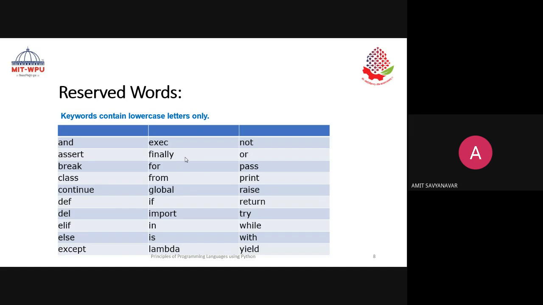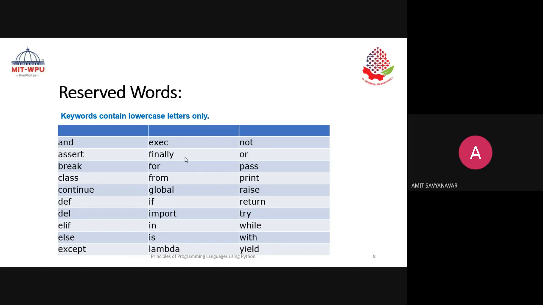Then there is the or operator, which can be used along with the conditions. If either of the conditions is true, then we can proceed. Then there's a break keyword, which is used to break a loop. For is used for the for loop, that is repetition of a set of statements, just like you have the for keyword in the C programming language.